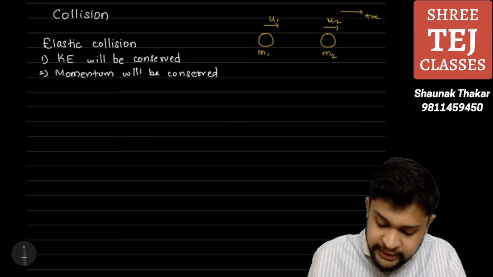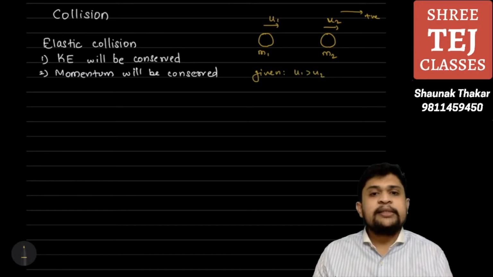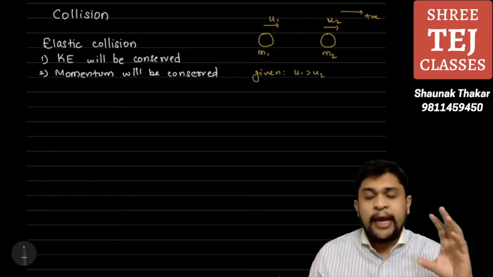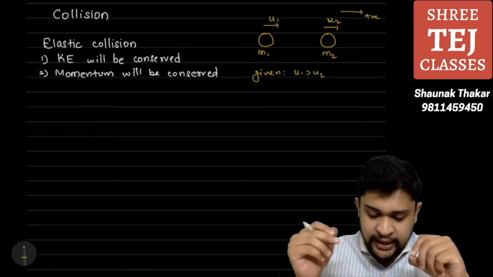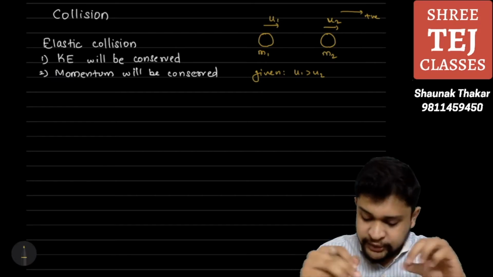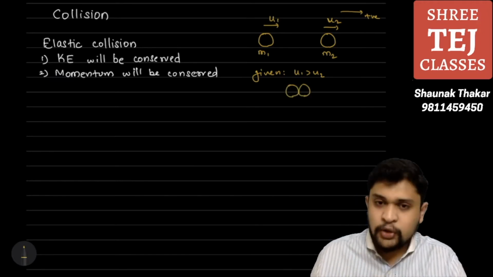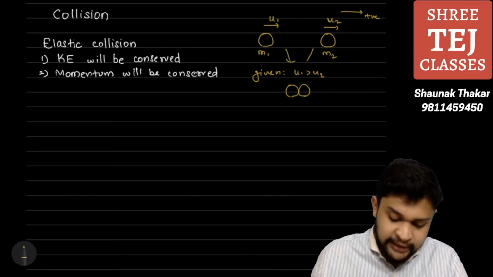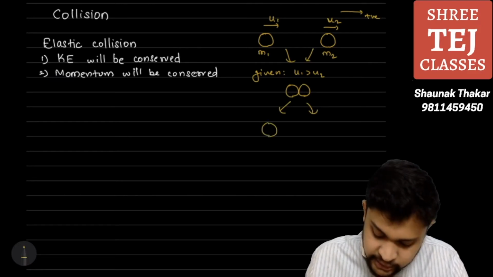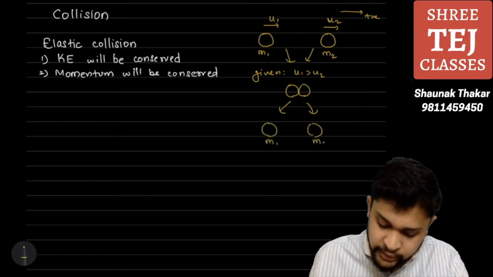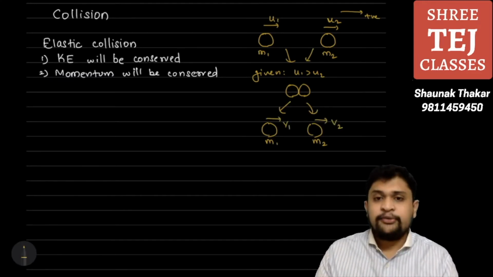Now it is given that u1 is greater than u2. Unless u1 is greater than u2, m1 cannot catch up with m2 and collision will not take place. So it has been assumed that u1 is greater than u2. After some time, they will collide, and after that, they will again start moving with new velocities. So mass m1, mass m2. Here we have v1, which is the final velocity, and here we have v2.